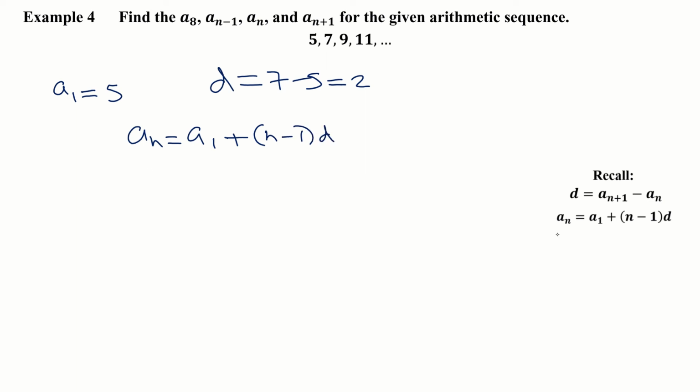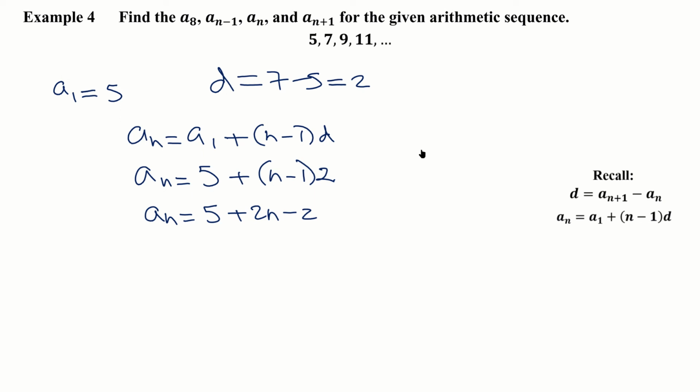So we get An is equal to 5 instead of A1, plus quantity n minus 1 times, I can replace D with 2 because I know that's the common difference. So I'm just going to simplify this. So I get An equals 5 plus, distributing the 2, gives me 2n minus 2. Now we can combine the 5 and negative 2. That gives us 3. So we get An equals 2n plus 3.